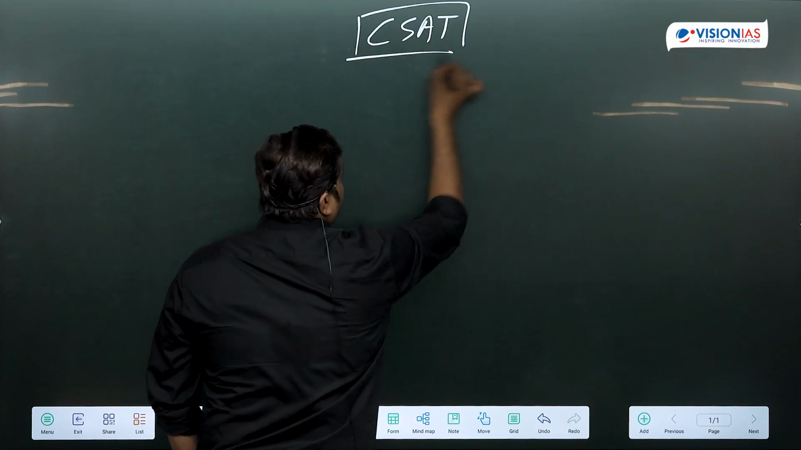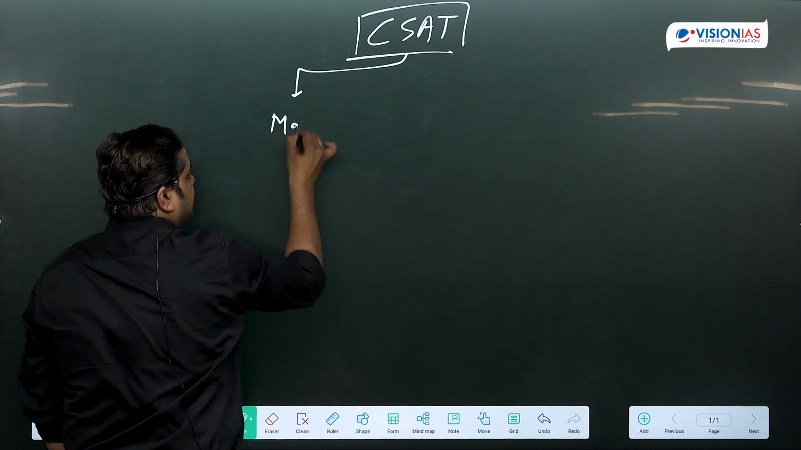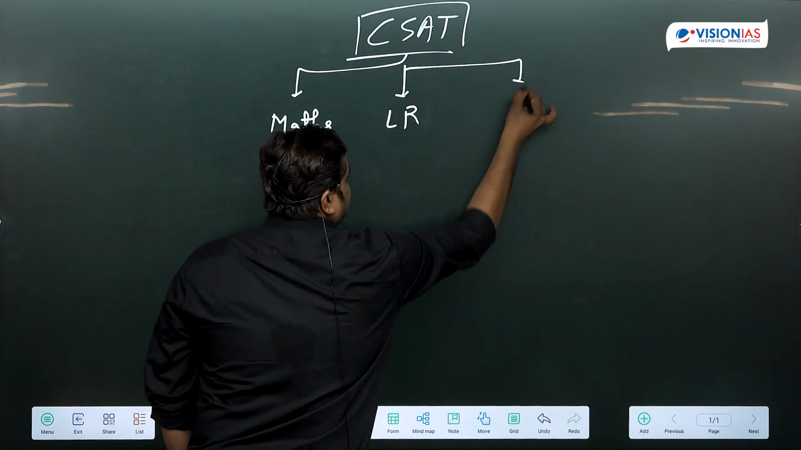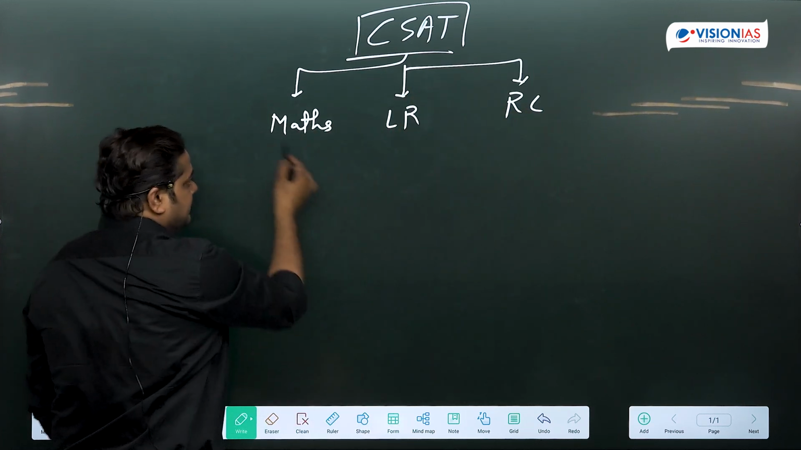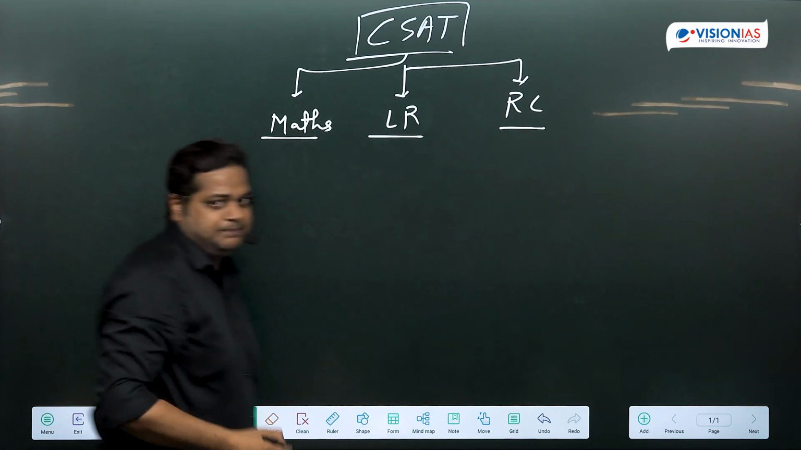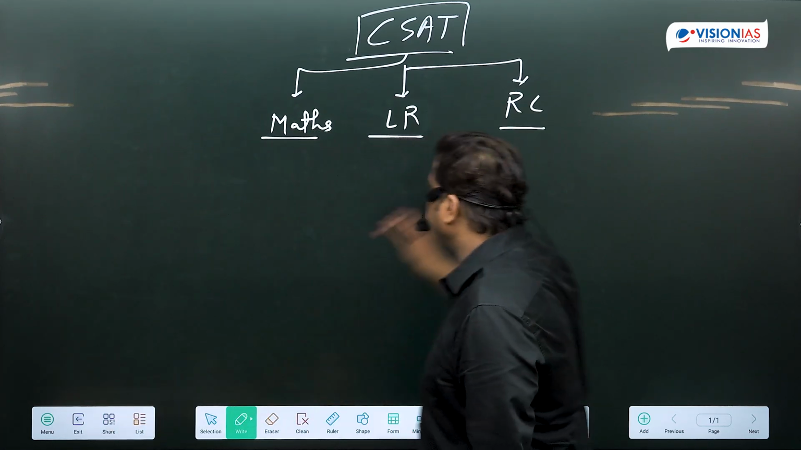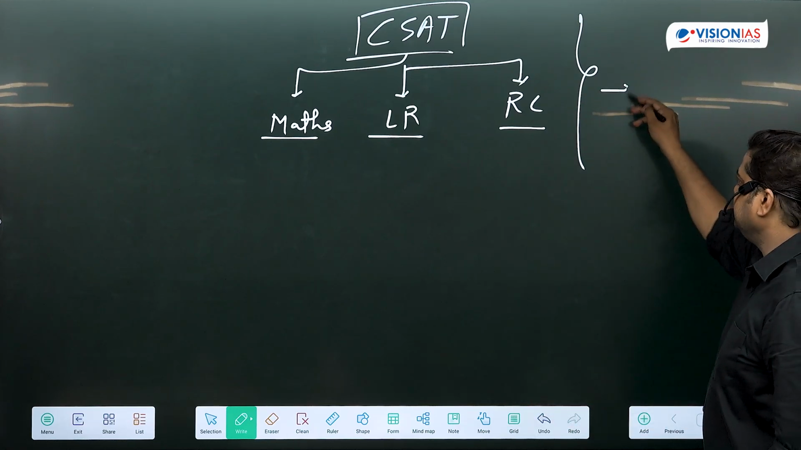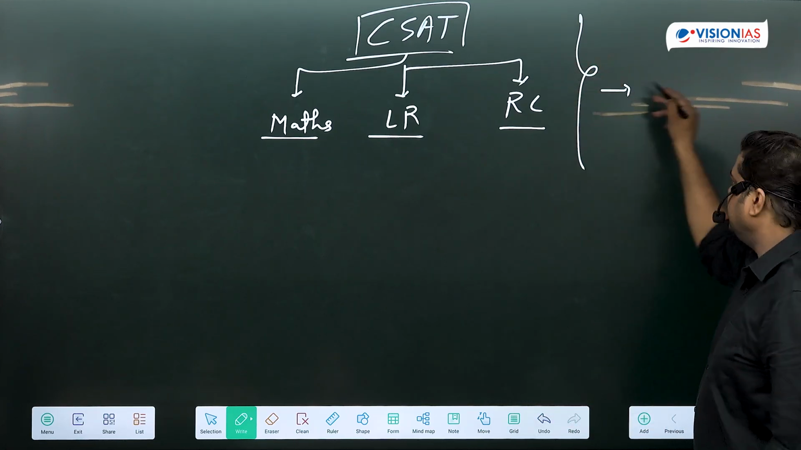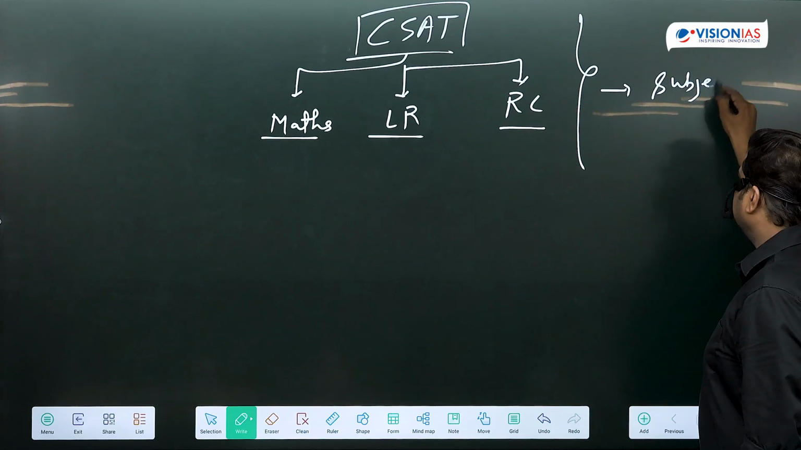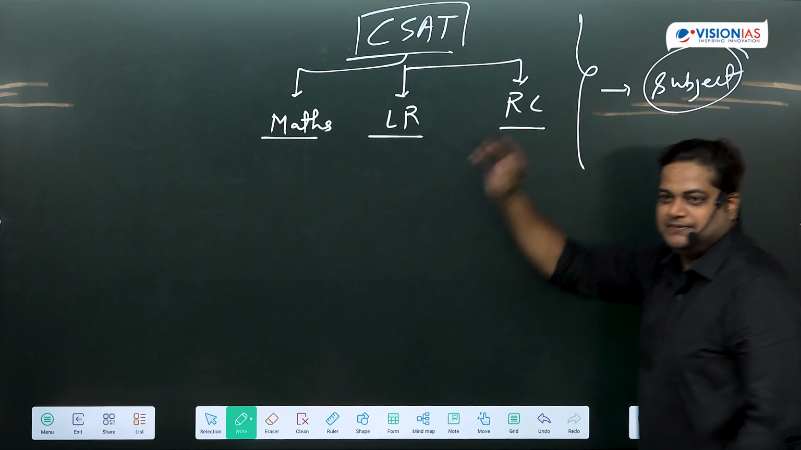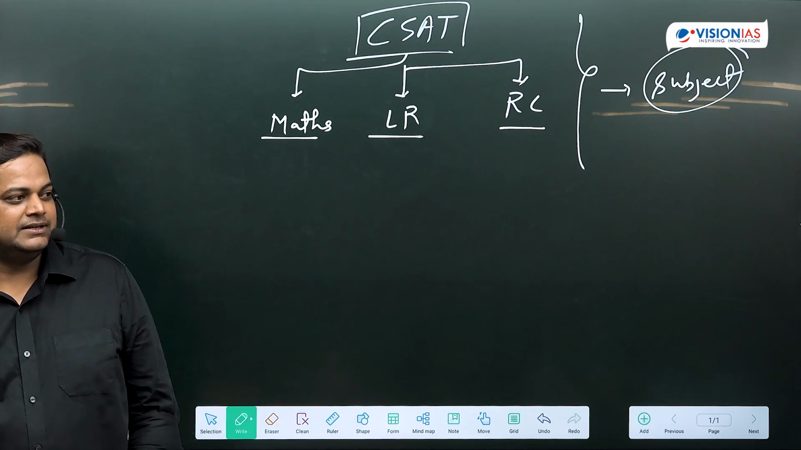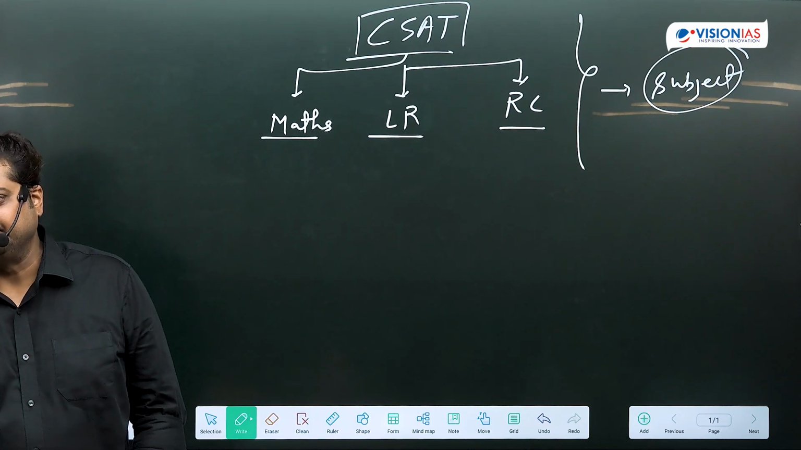So we have quant part, we have LR part, we have RC part. These three sections are there in CSAT. So the kind of paper we have been getting in the last 3-4 years, we need to consider the CSAT paper, the CSAT, as a subject. Like we have polity, economy, geography, we have another subject that is CSAT. Although it is qualifying in nature, still we need to consider it as a subject.